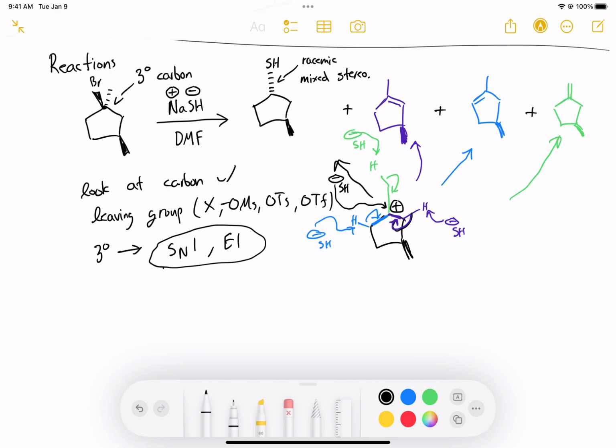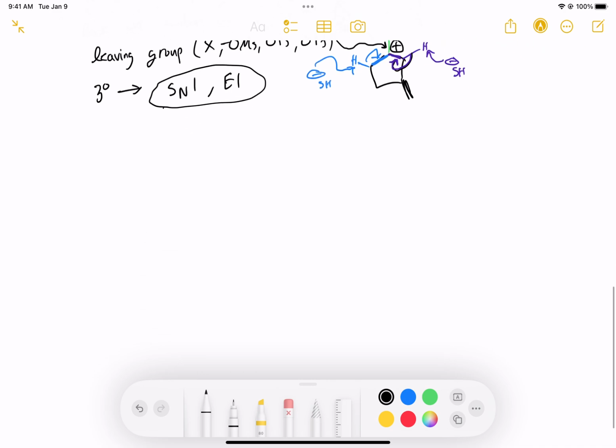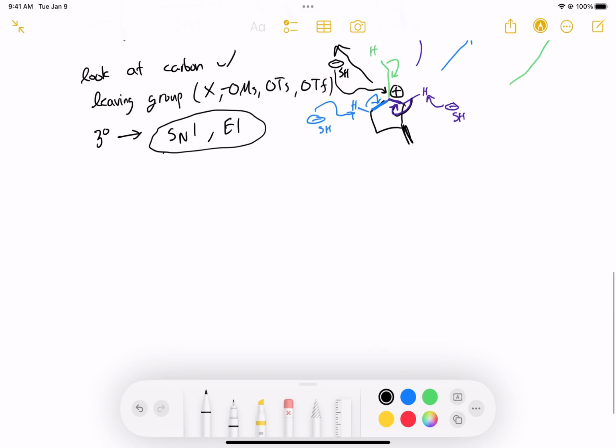All right, now let's go over a different example here. So I went over this in office hours, but let's just go over it again for students who couldn't make it to office hours.